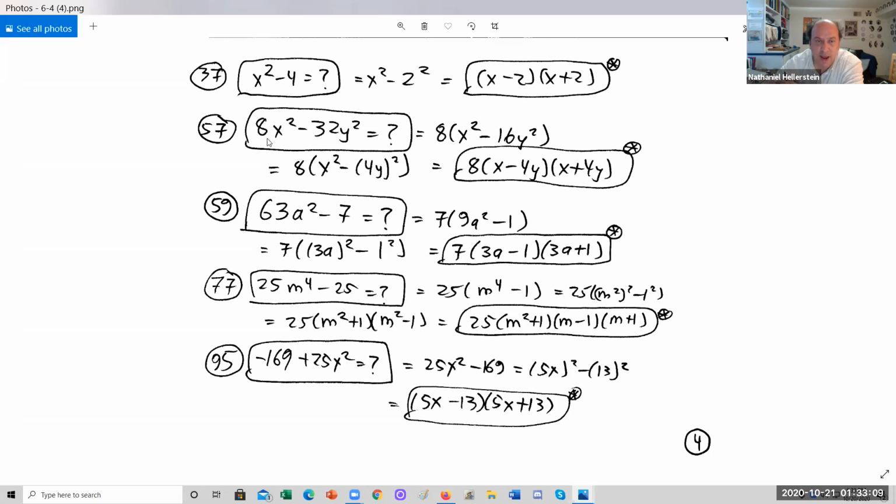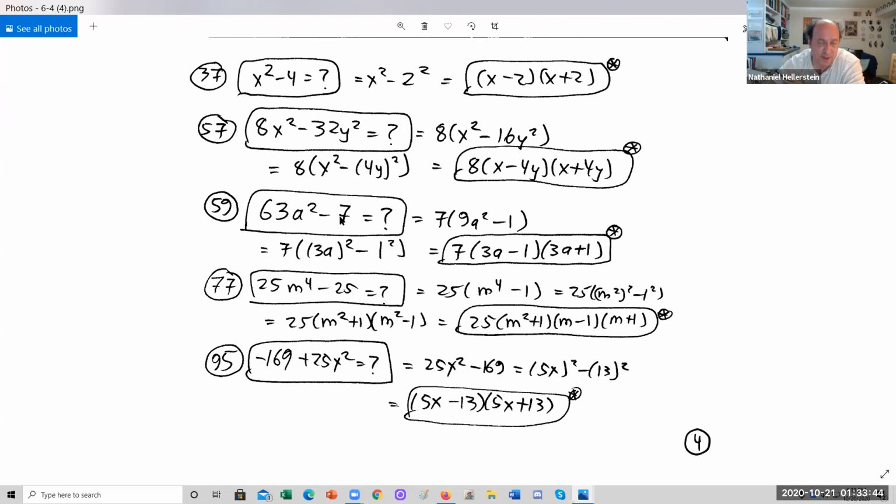Here we have 8x squared minus 32y squared. And the problem is that neither 8 nor 32 are squares, but they at least have a common factor of 8, which we remove, and which we'll have to keep along to the end. And then 8 times what? X squared minus 4y squared, sorry, x squared minus 16y squared. Now, these are squares. X squared, 16y squared is the square of 4y. So this will be 8 times x minus 4y times x plus 4y. And that's the factorization.